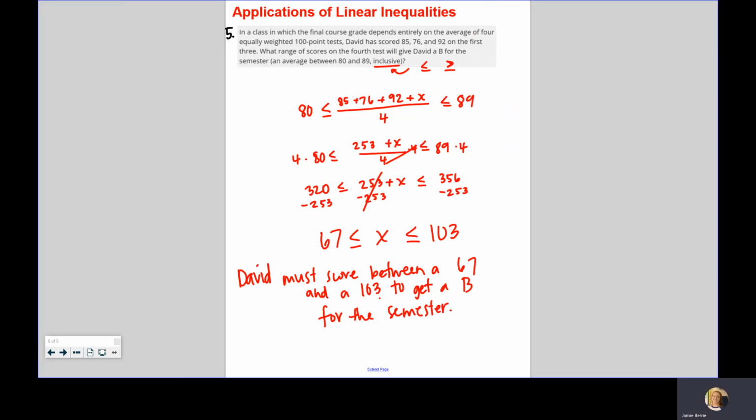All right, so in order for David to get a B for the semester, which we said was between 80 and 89, he needs to score between a 67 and a 103 on the final test. All right, so that's everything for section 1.7, which again was about linear inequalities.